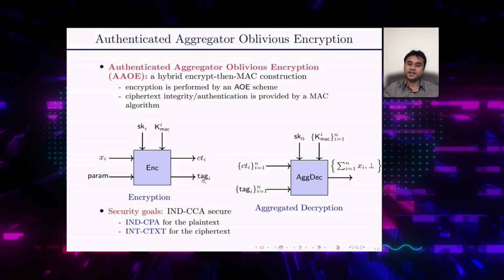It's a ciphertext and a tag. And then the aggregated decryption algorithm receives a bunch of ciphertexts and tags. It also receives an aggregation key and the MAC key. And this algorithm outputs either the aggregated value or nothing. The perp symbol is used to denote nothing.